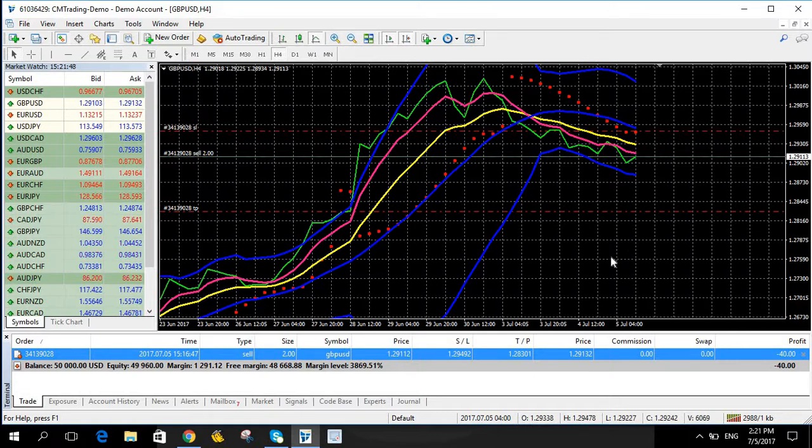Alright, so now we have finished doing the analysis, and we have been able to place a trade on GBP USD with our stop losses and take profits.